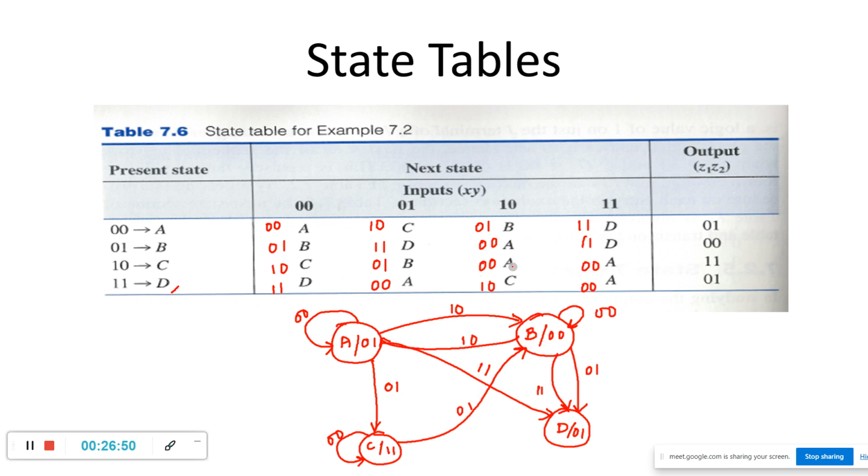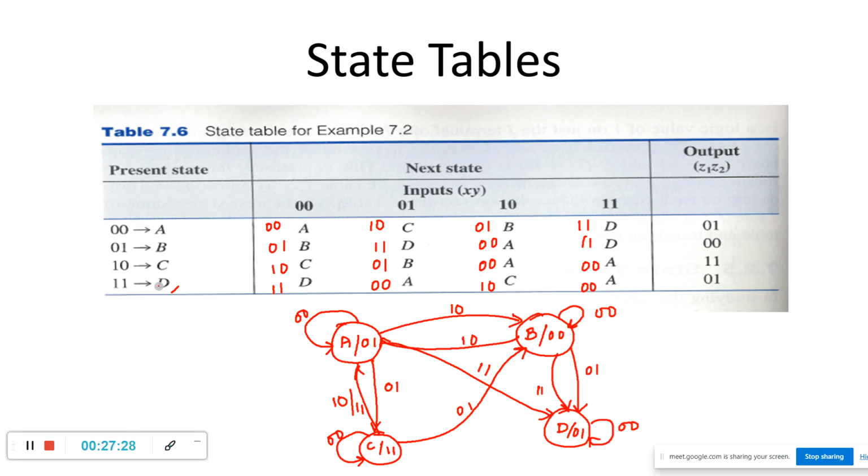C is going to A with the input 1 0. Okay, right? C is going to A again with the input 1 1 also. Correct? Yes, correct. C is going to A with the input 1 0, and C is going to A with the input 1 1. Right? So C is completed. D with the input 0 0.